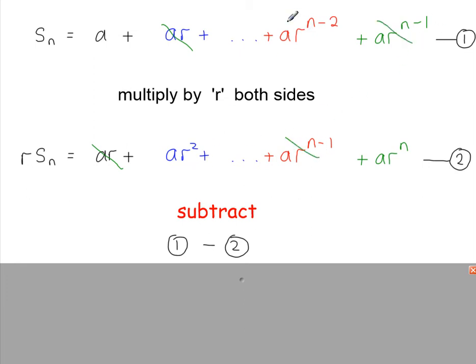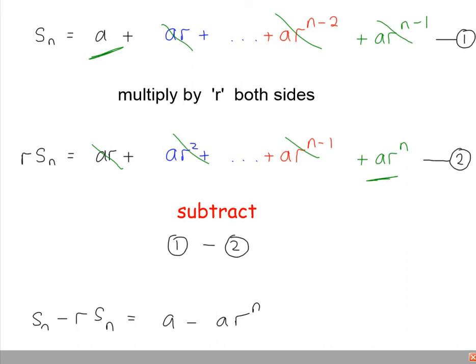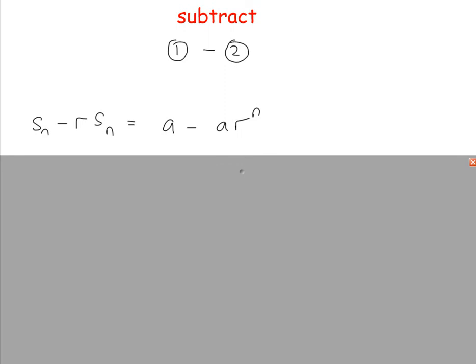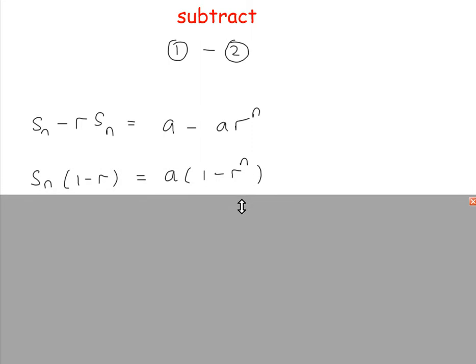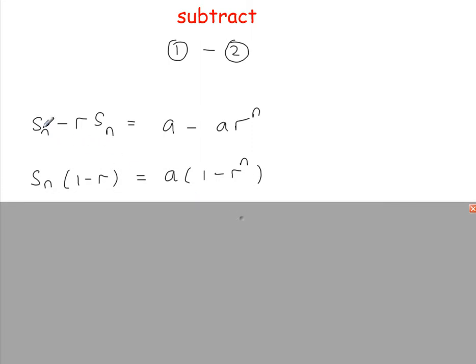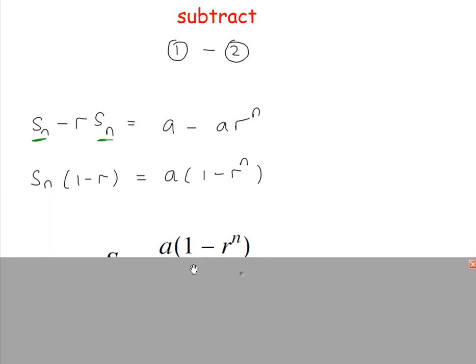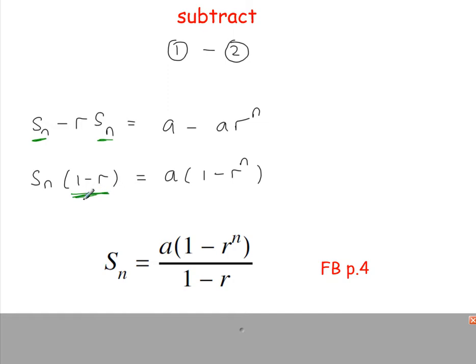What you're left with are these terms, and this minus this. So we've subtracted one from the other. Minuses because we were subtracting. Okay, so if I factorize here, there's a sum of n terms in both terms here, take that out, and then divide by 1 minus r to leave the sum of n terms, and this is a formula that's in the formula book.